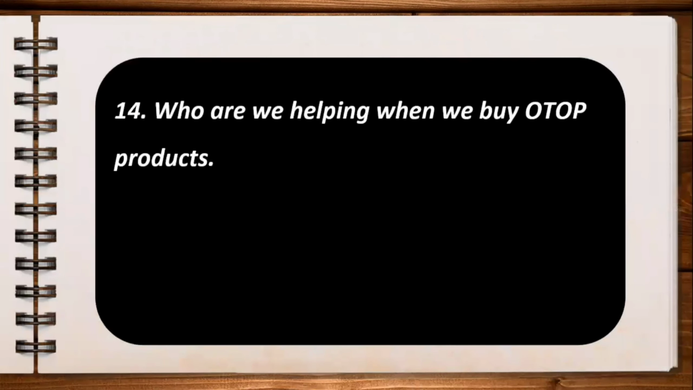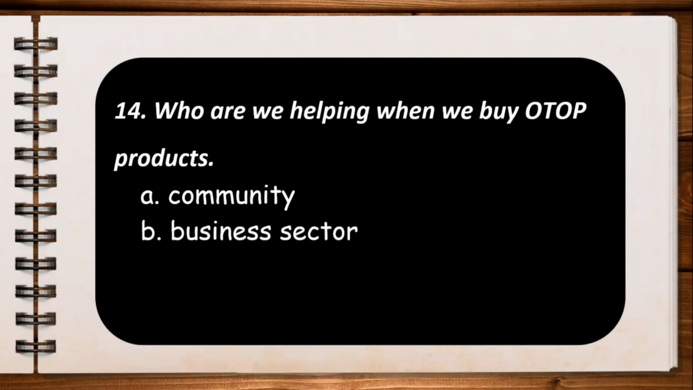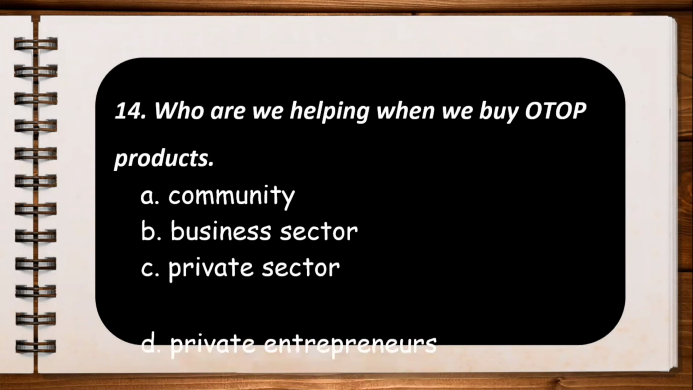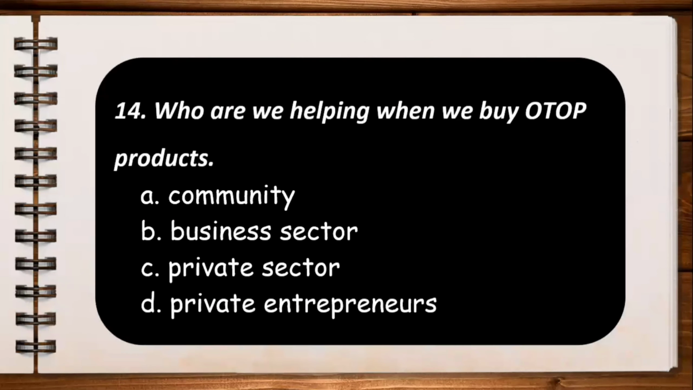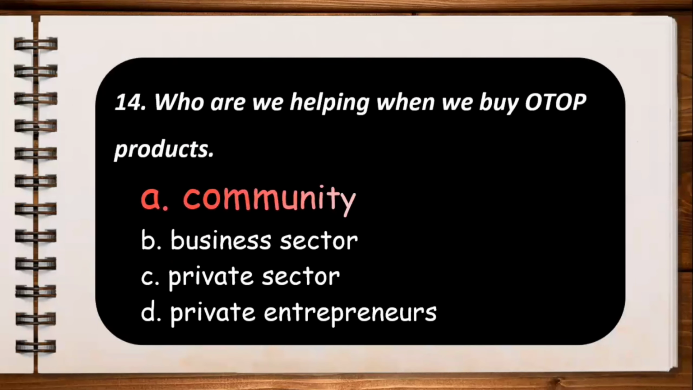Letter B. Number 14. Who are we helping when we buy OTOP products? A, community. B, business sector. C, private sector. Or D, private entrepreneurs. So the answer is letter A, community.